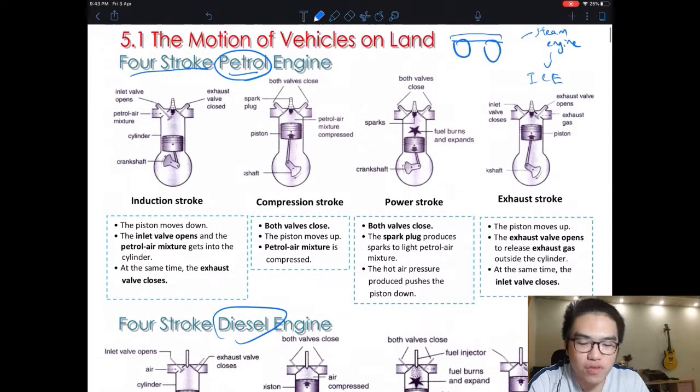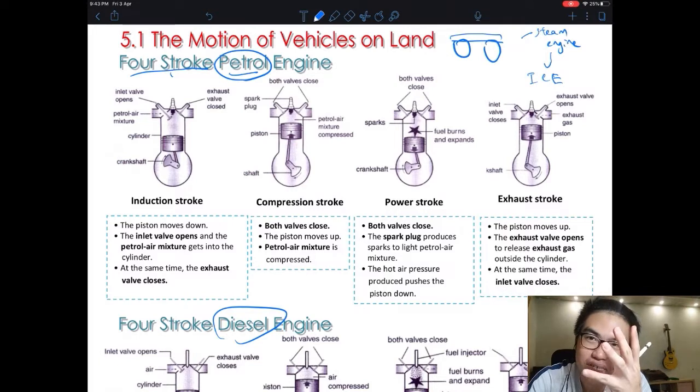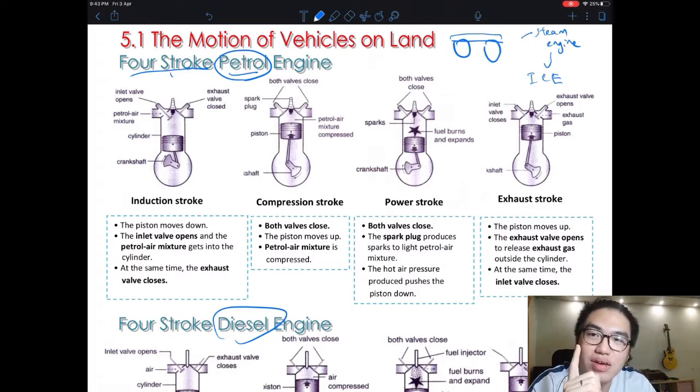So why is it called 4-stroke? 4-stroke because it has 4 phases. Why don't we call it 4 phases? Because it strokes 4 times. 1, 2, 3, 4 is 1 cycle. 1 cycle contains 1, 2, 3, 4 strokes. That's why we call it a 4-stroke engine.